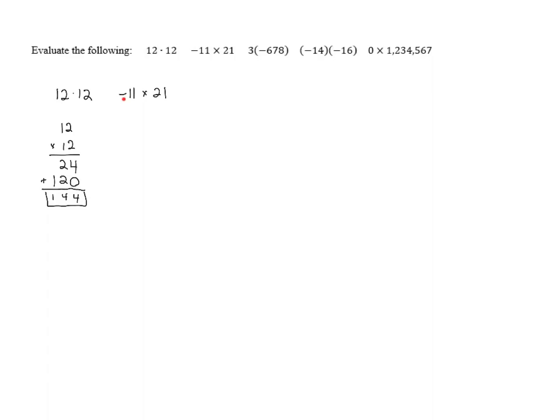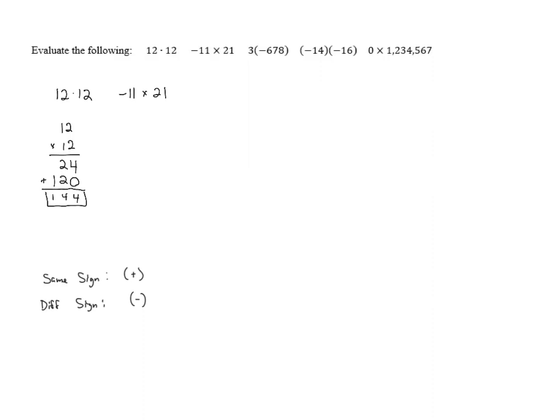Here we have a negative times a positive, and we have to take into account the rules for multiplying when we have negative numbers. And they're different from the rules when we were adding and subtracting with negative numbers. So with multiplication, the rule is as follows. If they have the same sign, it's going to end up being a positive answer. And if they have a different sign, it's going to be a negative answer.